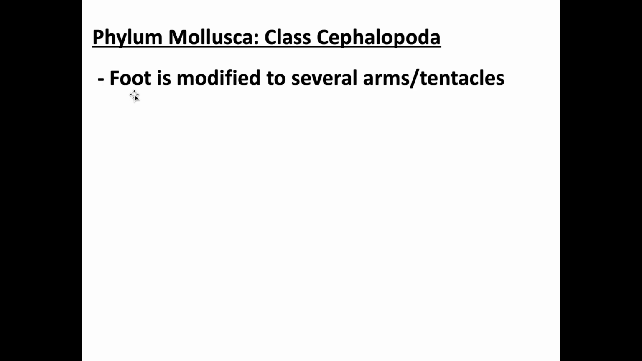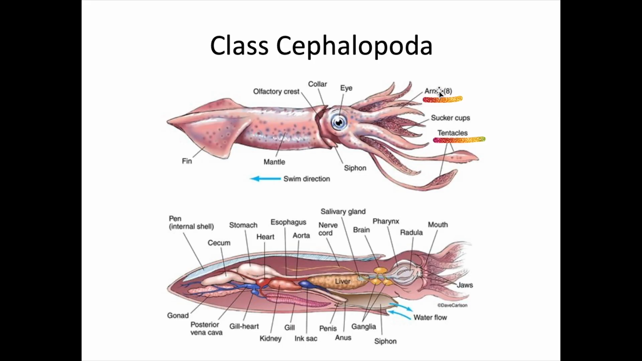It's really weird in these cephalopods. Instead of being a single structure that sort of crawls around on the ground, the foot is modified to several arms or tentacles. We can see this here. Yep, 8 arms in this case, 2 tentacles in this case, but the number varies depending on what cephalopod we're talking about. But yeah, together these do make up a modified foot.